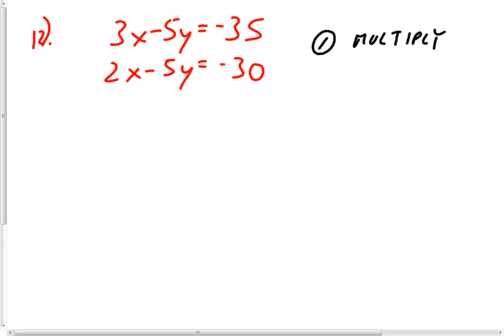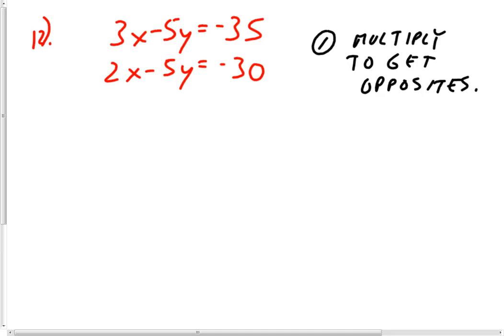Now, you don't have to rewrite. As soon as I start talking, you gotta be listening. You don't have to rewrite this because you just wrote down the 3 steps. I'm going to do it so you can see it up here. Multiply to get opposites.